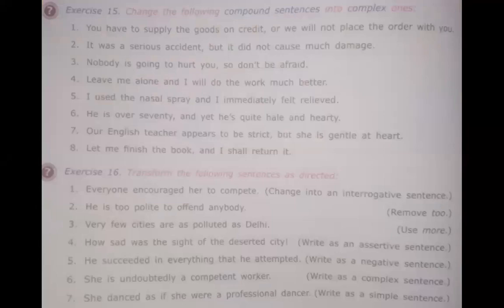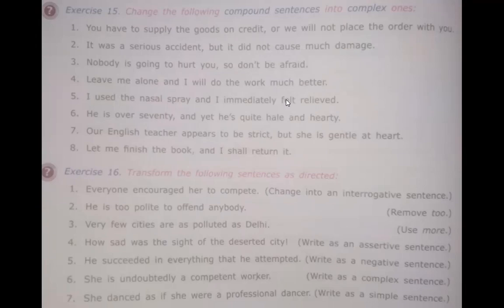Okay, next sentence, exercise 15: change the following compound sentences into complex ones. See the first sentence: you have to supply the goods on credit, or we will not place the order with you. This is a compound sentence. This is to be changed into a subordinate clause, meaning a complex sentence.